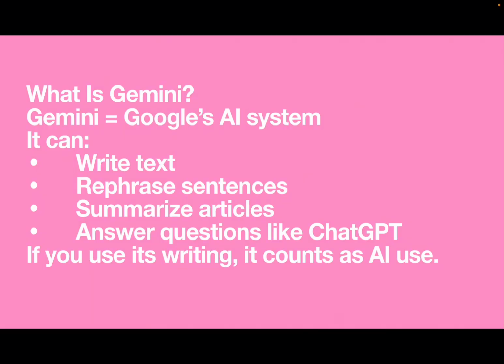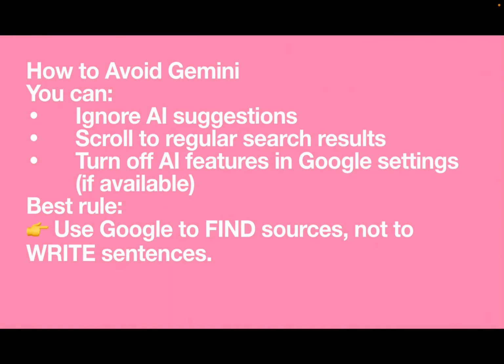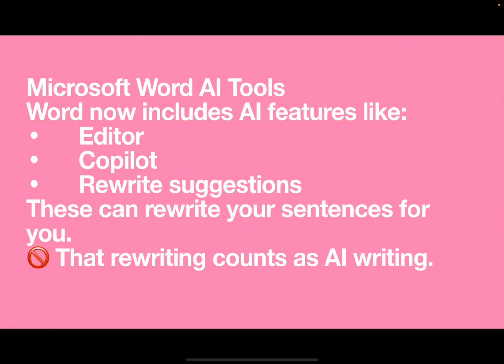And here's the Gemini. Gemini is what is in Google Docs. You may not have even noticed it was added to your Google Docs, but it can write your sentences, rephrase sentences, summarize articles, and answer questions. It is AI. And it is changing your words into its words, which then brings in an algorithm detection. To avoid Gemini, the best thing to do is to turn it off. If you're having trouble turning it off, then ignore the suggestions and make sure that you have your Gemini set so that you are making the choice to apply its suggestions and it's not automatically doing that for you.